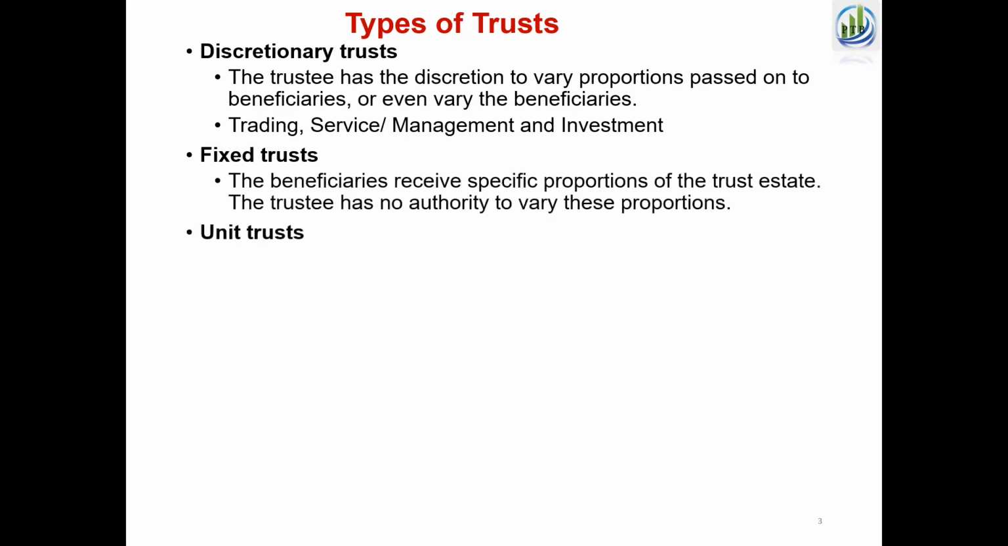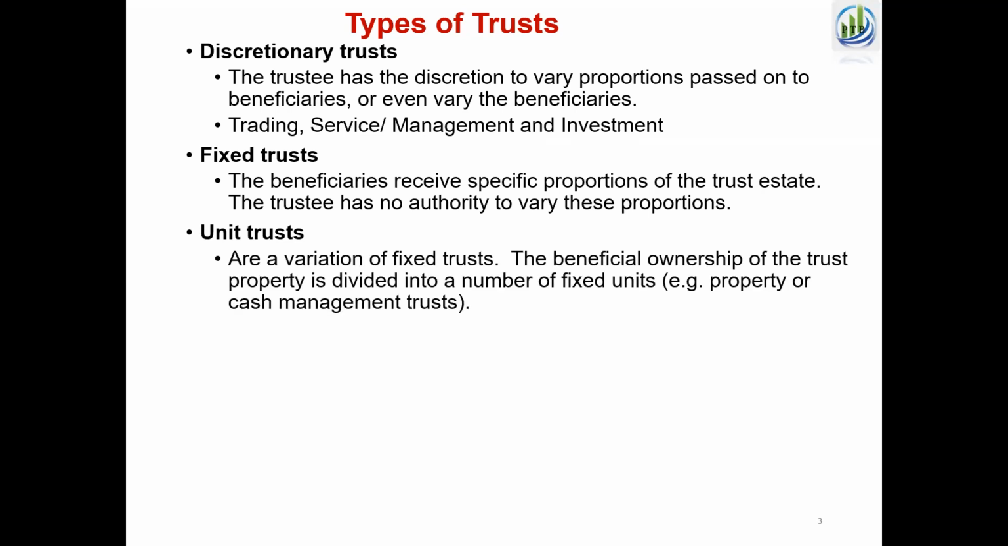Unit trust. When you set up the trust, in the trust deed it will be identified how many units each beneficiary is going to hold. Assume that 1,000 units are set up in a trust, and 500 units to husband, 500 units to wife, 300 units to husband, and 100 units to first child, and second child 100 units. So you have the proportion of the units you hold, and you will get your benefits. So it's almost a fixed trust.